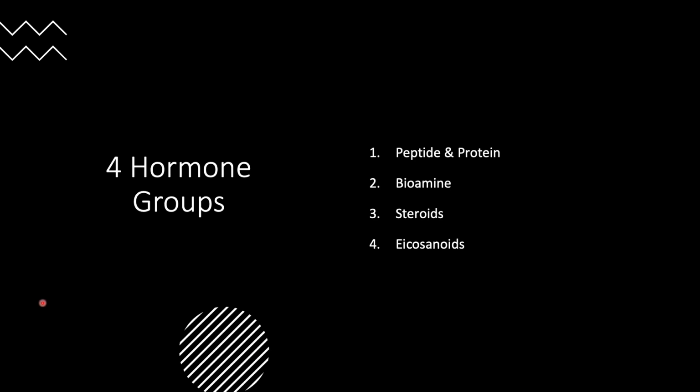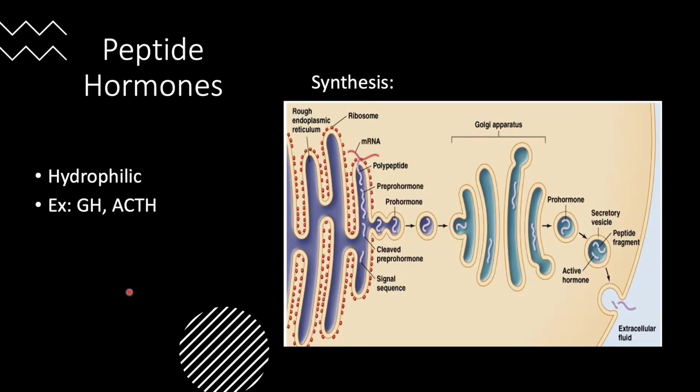So let's start with our four groups. We have peptide and protein, bioamines, steroids, and eicosanoids. So let's just jump right in. So peptide hormones. Basically, they are hydrophilic. Examples of them are growth hormone and ACTH, adrenocorticotropic hormone.